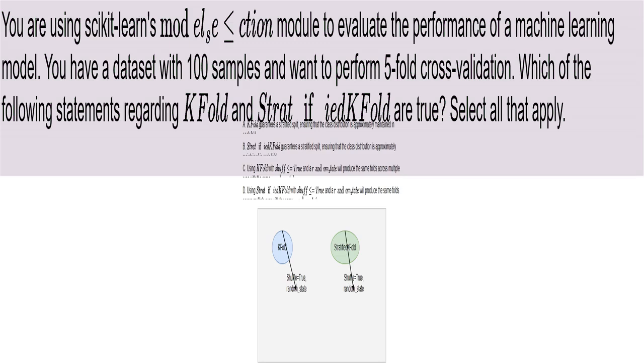The problem sets the stage by introducing the context we're working with. Scikit-learn's model_selection module and a dataset of 100 samples. The goal is to evaluate a machine learning model using 5-fold cross-validation. This sets the context for understanding why we need to consider k-fold and stratified k-fold.